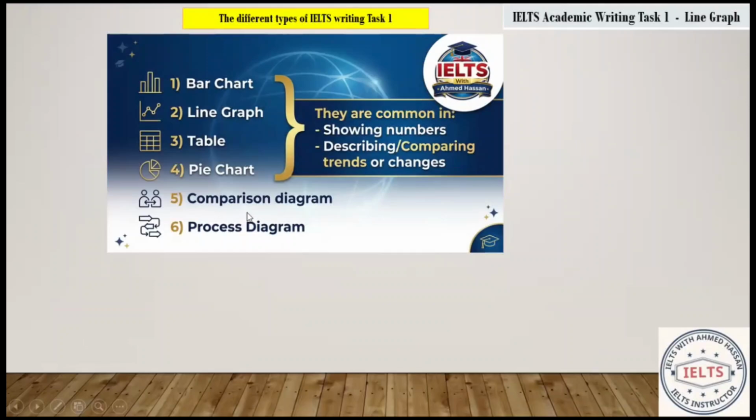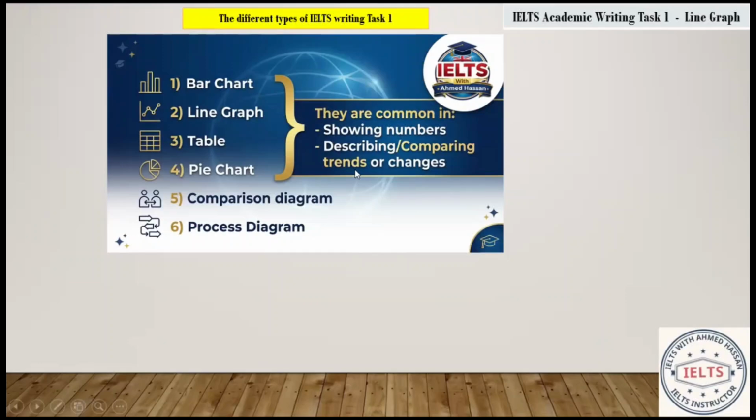While in a comparison diagram, you will compare between 2 designs or 2 layouts. So you will not use number language or trends language. And in a process diagram, you will explain the process, the different stages of the process. So no need to use number language or trends language.